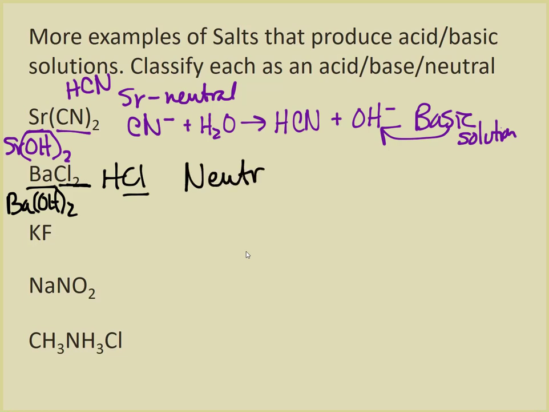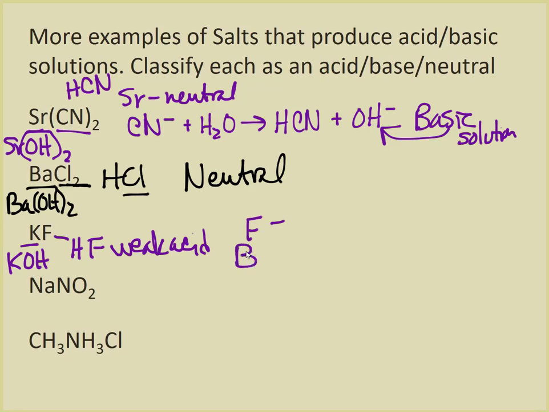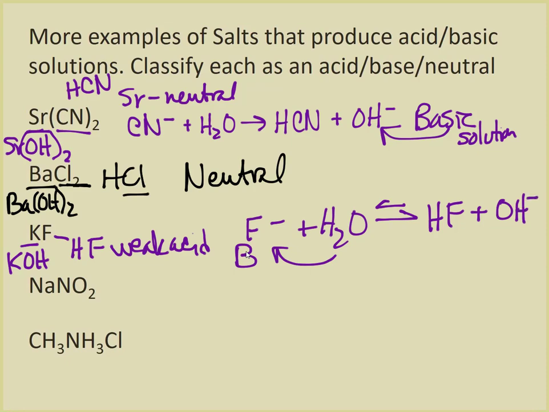Potassium fluoride. My potassium comes from potassium hydroxide, and this fluorine is going to come from hydrofluoric acid. So this is a weak acid. So when I add that fluoride ion into solution, it's going to act as a stronger conjugate base. This is going to be a basic solution if I am starting from the salt. So put it at equilibrium, and then I'm going to have it take a hydrogen ion from the water, and then I'll have a leftover hydroxide. So this is a basic solution.